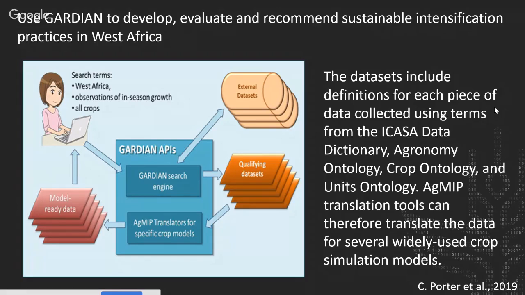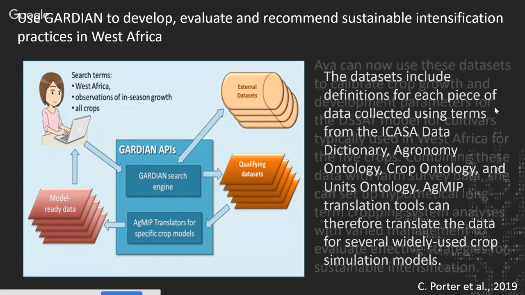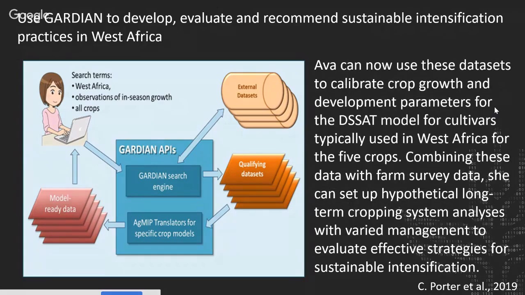And then once that data is described in standard ways, all 37 of these data sets, AGMIP's translation tools can then take that data and translate it for pretty quick dumping, if you will, into models like DSSAT. So what they then did is to use these data sets to calibrate parameters, in this case crop growth and development parameters for the DSSAT model.